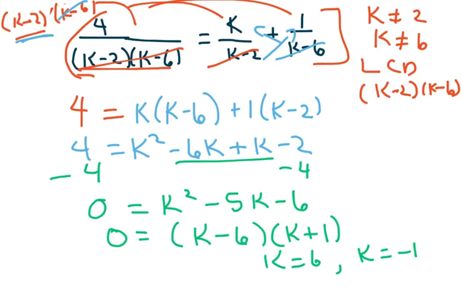But if we notice here, this K equals 6, there's a restriction here. So we have to disregard this as an extraneous solution. We only have one solution, therefore, which is K equals negative 1.